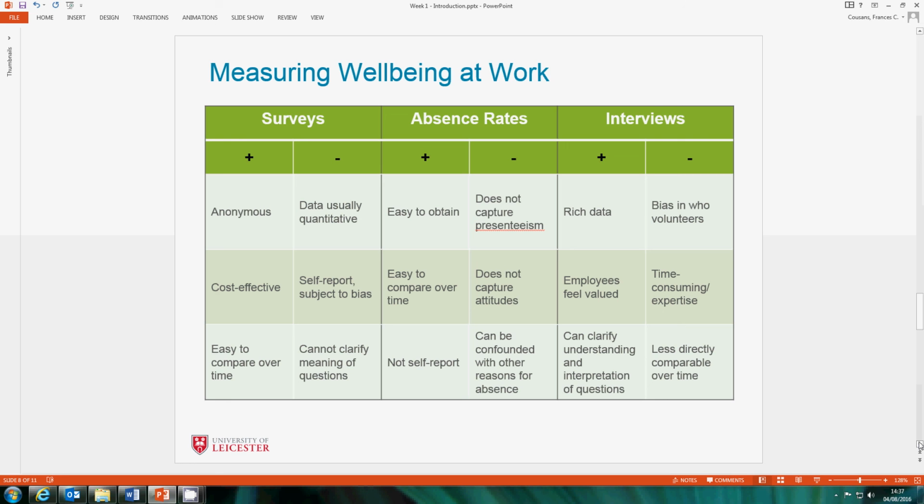Finally, compared to survey questions, interviews mean that you can check that employees understand the questions that are being asked, so that differences in responses are more likely to reflect genuine differences in attitudes and opinions, rather than misunderstandings of the intended question meaning, i.e. measurement error.